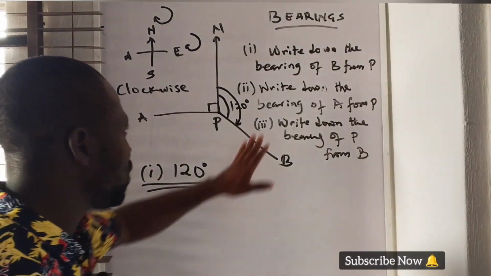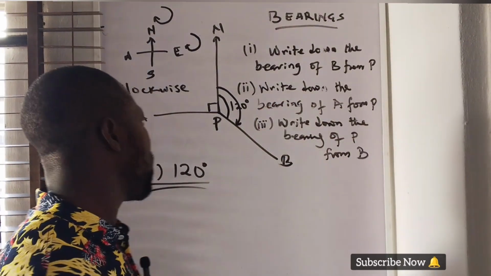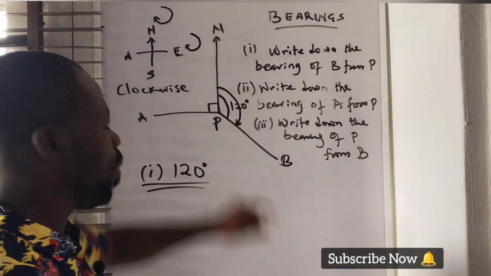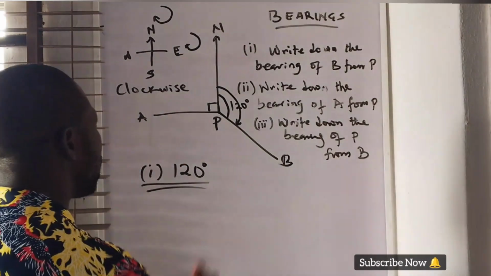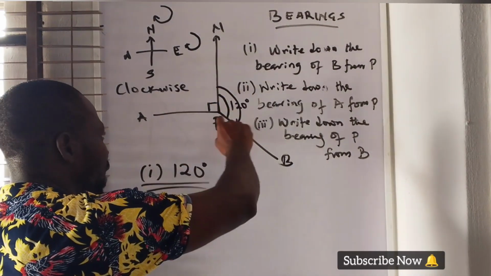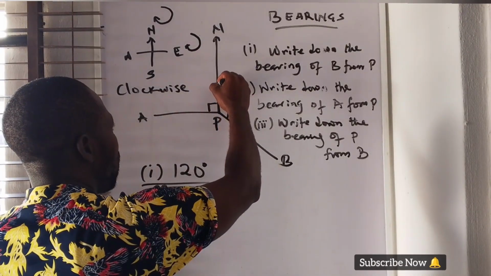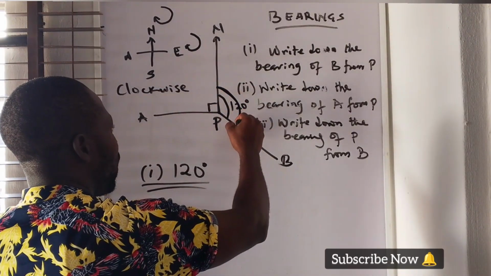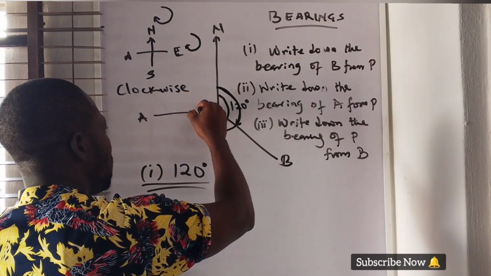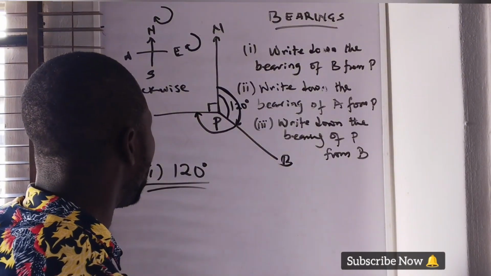Now, the second question says, write down the bearing of A from P. This is A and this is P. As we already know, we're going to start from the north, turn in the clockwise direction until we reach A, and this is our point P. So the bearing of A from P is going to go all the way from this to this point. That's the bearing of A from P.